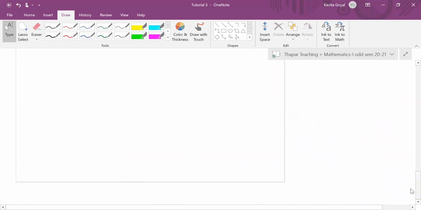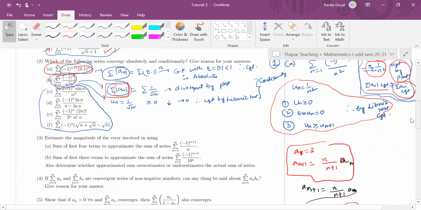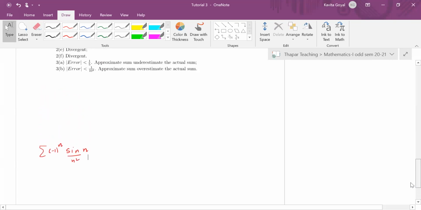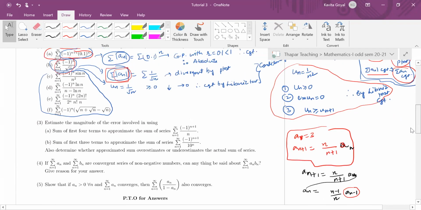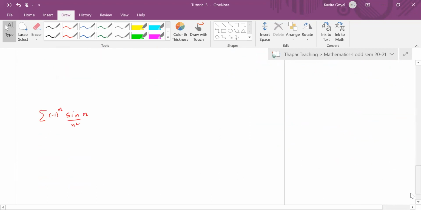Let us move on to the next question, the second question. Minus 1 raised to power n sin n upon n square. You have to tell me, is it conditionally convergent or absolutely convergent? Absolutely. So you just take the mod.